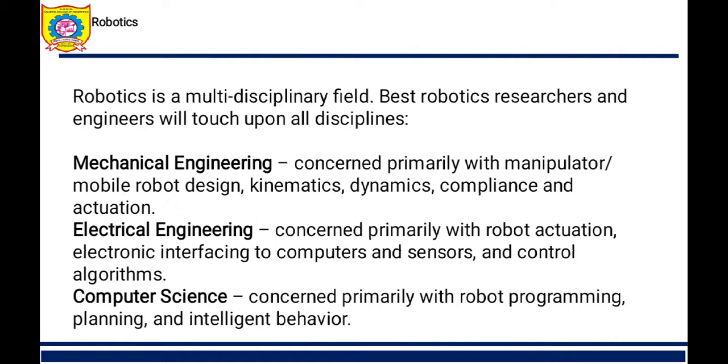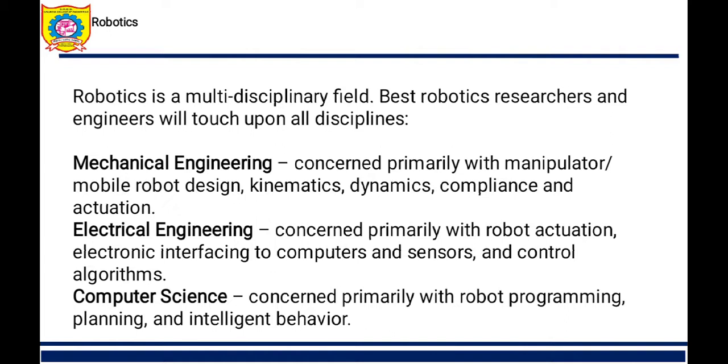If I talk about mechanical engineering, it is concerned with manipulator or mobile robot design. A manipulator means a robot at a single place. A mobile robot means one which can move from one place to another with the help of legs or wheels. In order to design these types of robots, and to have kinematics and dynamics, we require mechanical engineering.